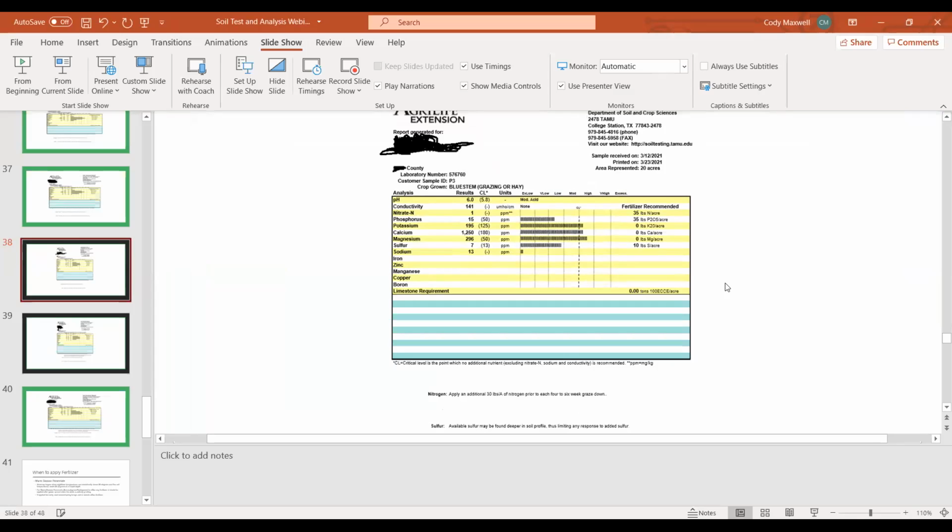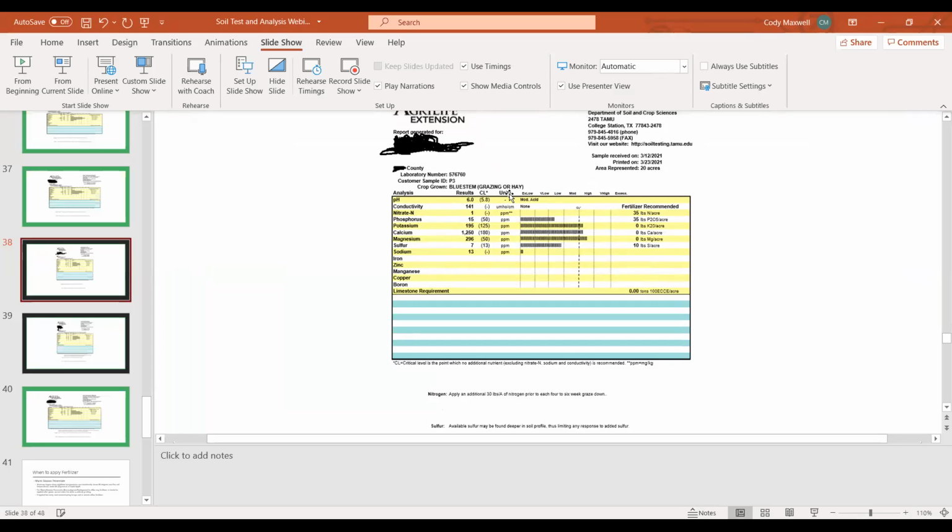All right, so this particular soil test is really recent. It was printed on 3/23 of 2021. I actually just got this soil test in this morning, and so I want to use a current one for you.